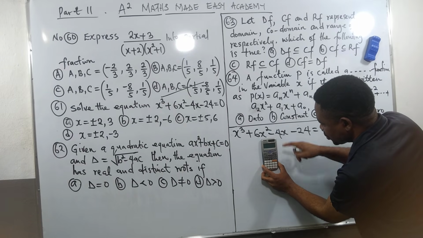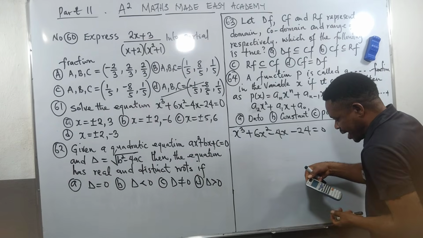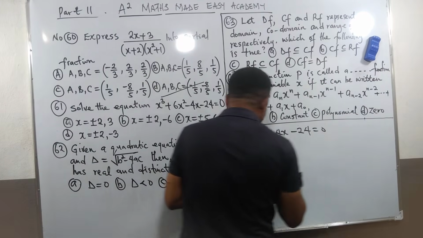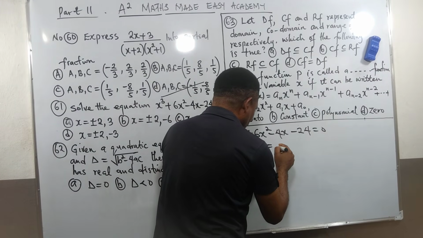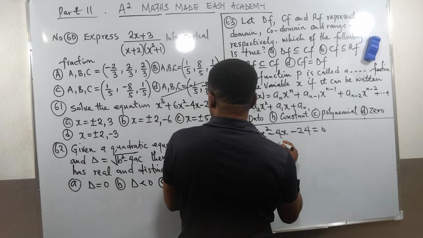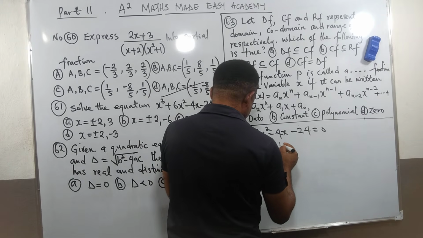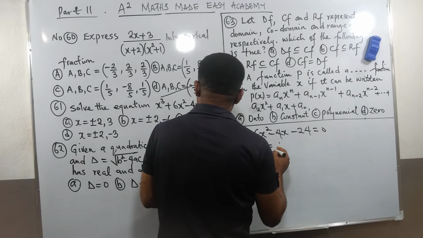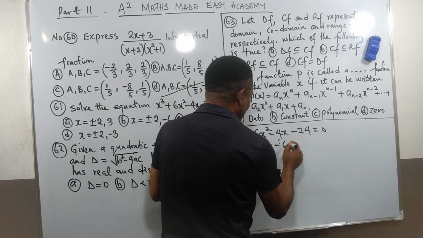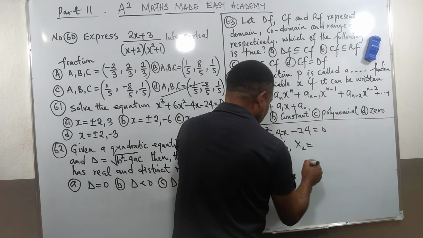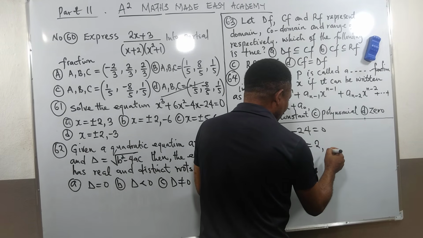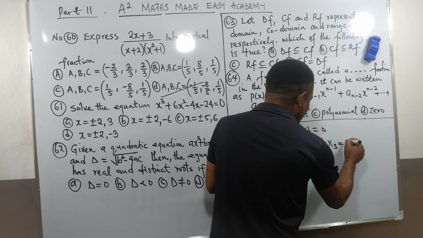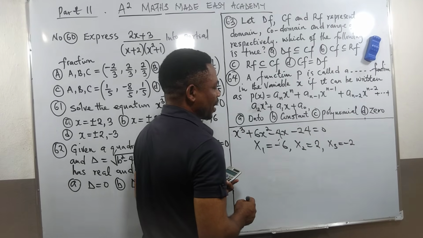Punch another equal to. The third one has appeared, which is minus 2. Now look at it. The value of x1 is 6. It gave us minus 6. The value of x2 is 2. And the value of x3 is minus 2. Now this is the final answer.